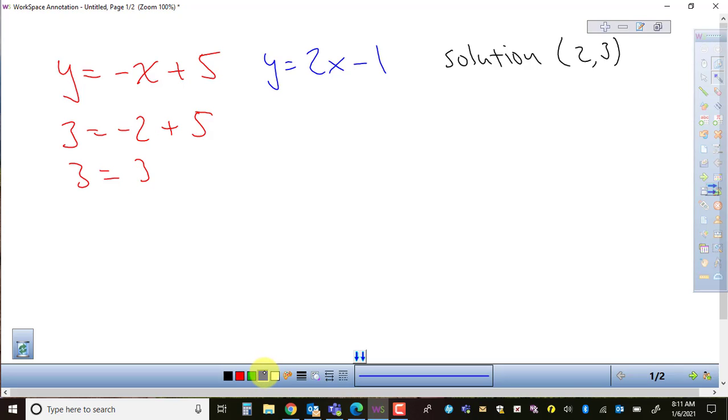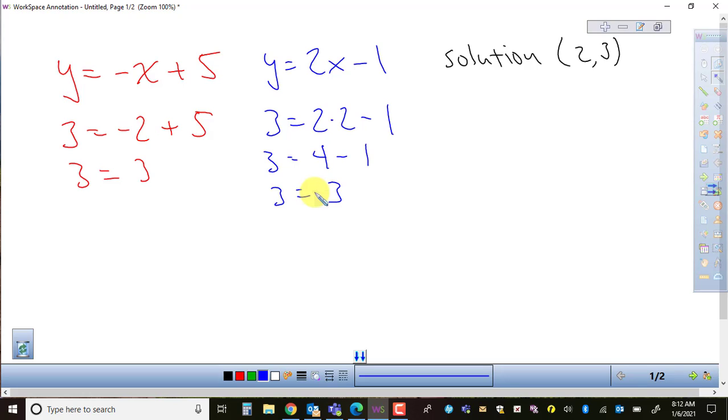Let's try it in the blue equation. I will substitute 3 for y and 2 for x. So 2x becomes 2 times 2. So I end up with 3 is equal to 4 minus 1. And again, I end up with a value of 3 on both sides.